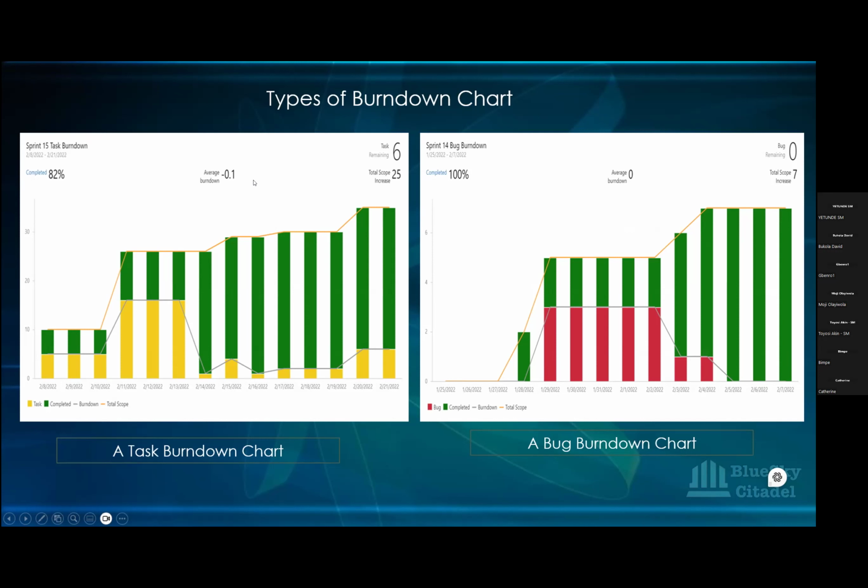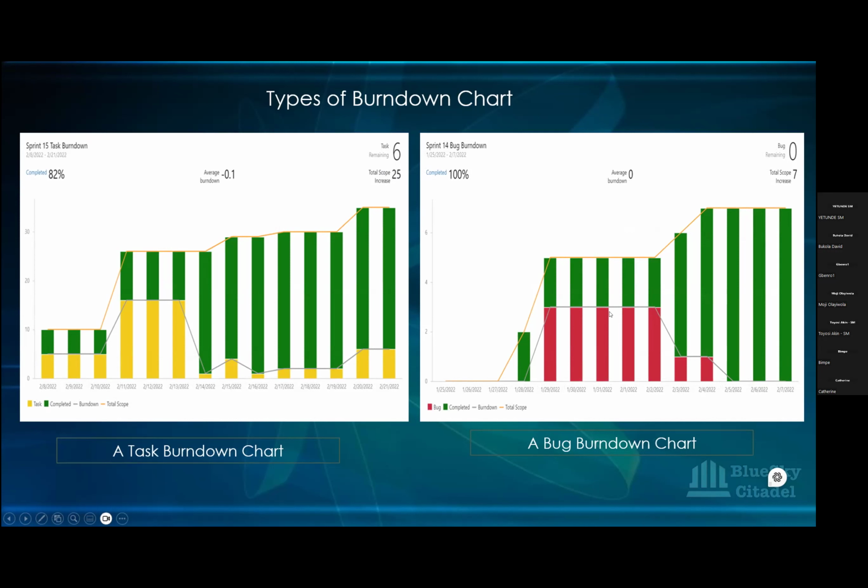Like I said, once it's minus, it's not too good. It's when it's on the positive side that it shows, okay, there is a kind of pace in what is being done. Okay. And then we can see here that the total scope increase is 25. So that could be what affected their average burn down. And then at the end of the sprint, there's still about 6 tasks to complete for that sprint. And this is the bug.